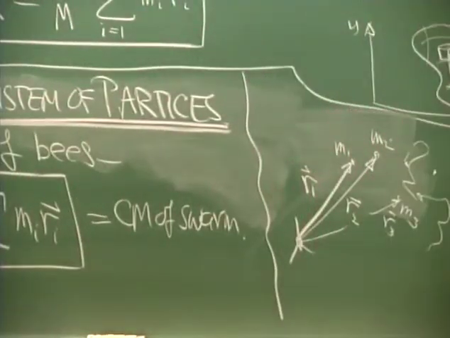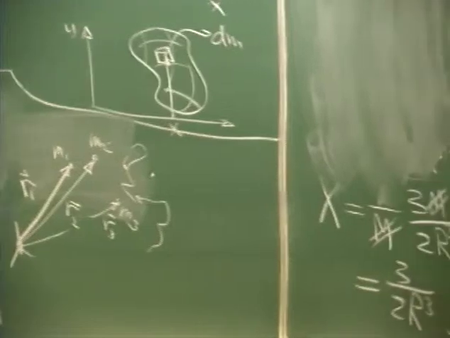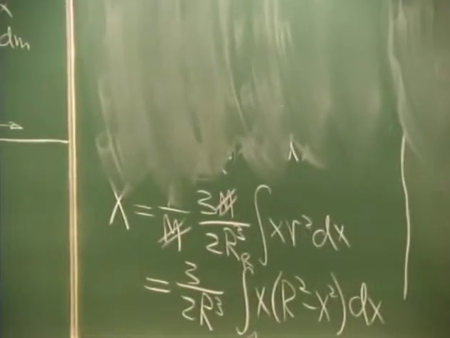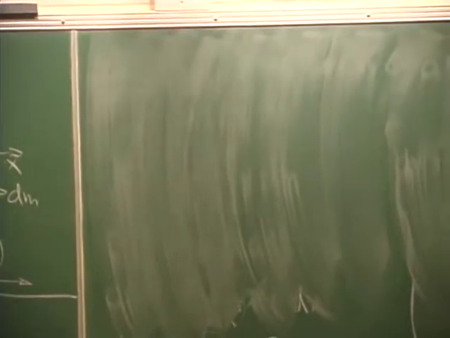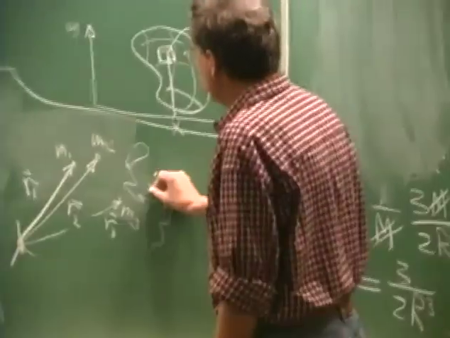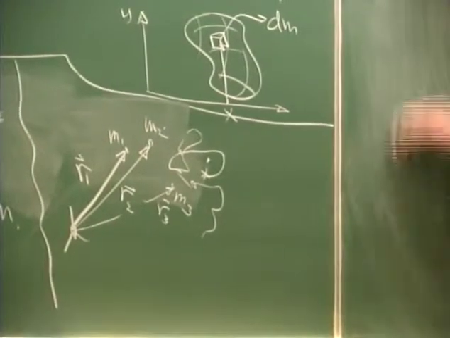Now, what I propose to do is calculate the derivative of that with respect to time. How does the position of the center of mass change? Or, if you like, what is the velocity of the center of mass? This is the position of the center of mass, but as time goes on and the bees move around, that center of mass itself moves around, and I'd like to know what its velocity is.